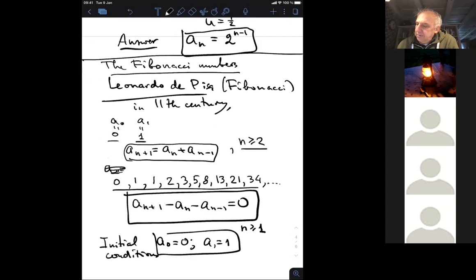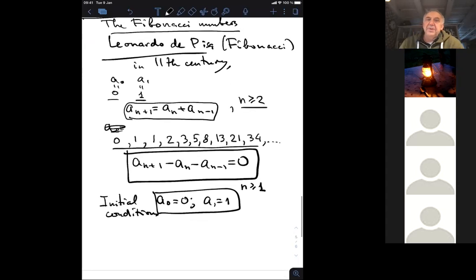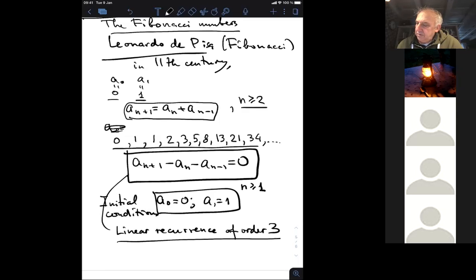So we'll come to this sequence and its modifications a little bit later. So this is a linear recurrence of order 3. So it's 3 consecutive entries which are involved with very simple coefficients.